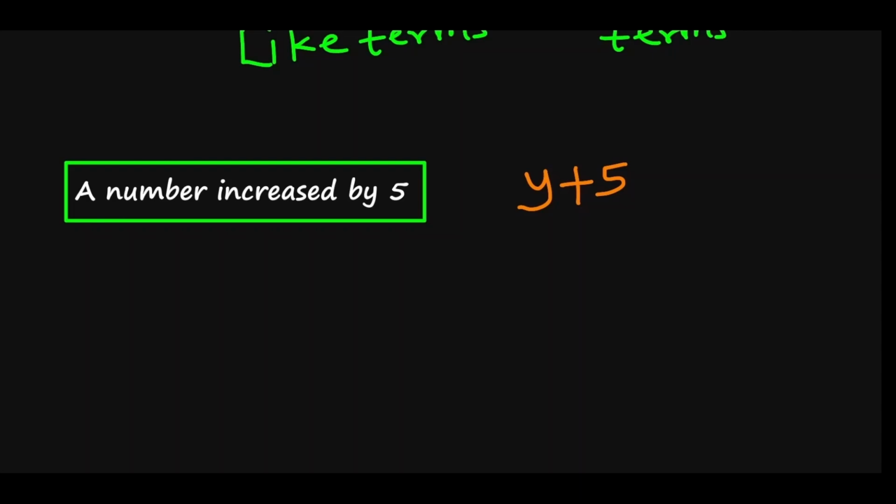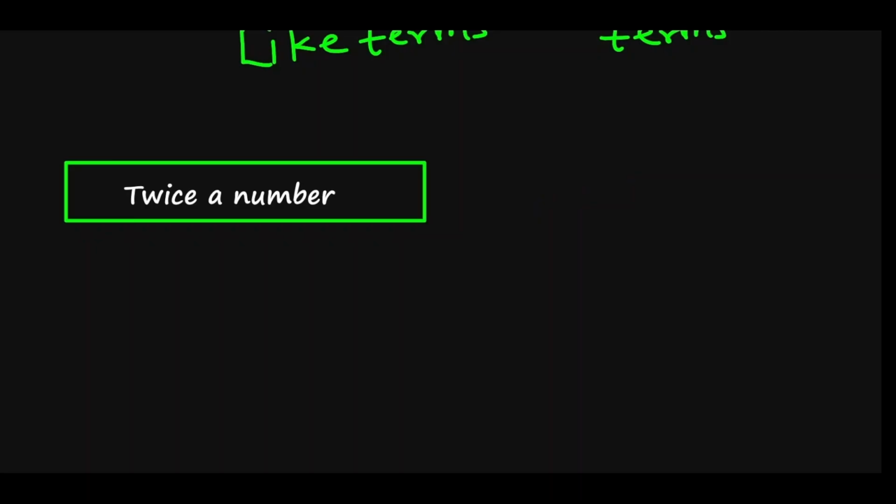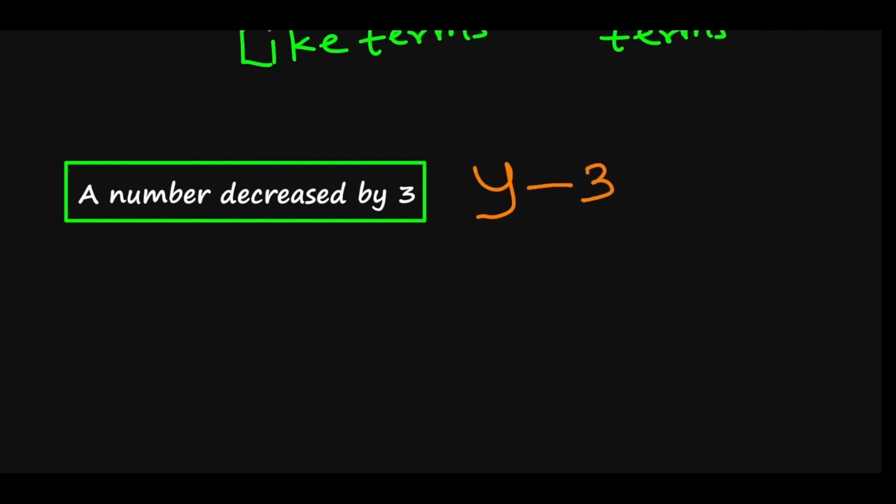Let's take another one. So this is another one. Twice a number. What does twice mean? Twice means 2 times a number, which we don't know. So let's say the number is y. So 2 times y. Simple, right? Let's look at another one. A number decreased by 3. Decreased by a number. We don't know the number. Decreased by, when something decreases, that is minus 3.